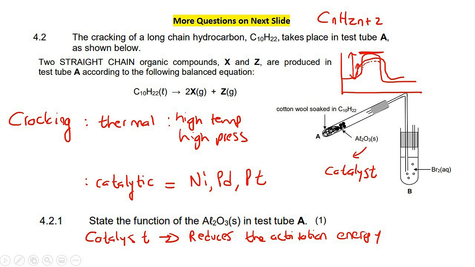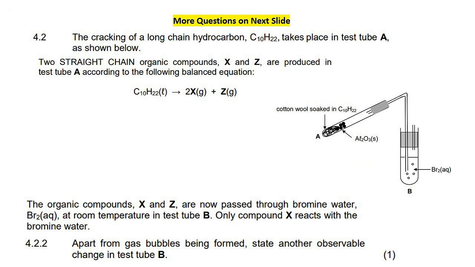Let's carry on. The organic compounds X and Z are now passed through bromine water. Okay, so just remember that when you crack, I didn't talk about this when I first read this, but cracking is when you take this molecule and you break it up into smaller molecules. So for example, this might be, I'm just guessing, I'm not saying it is the answer, but it could be C3H8, and then this could be something else.